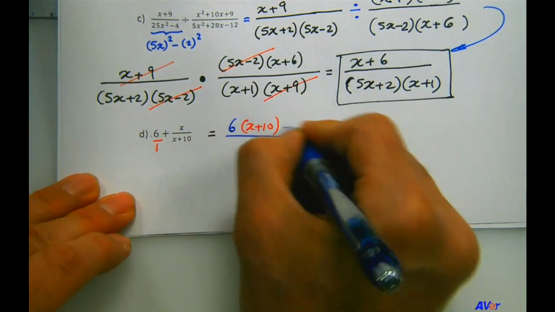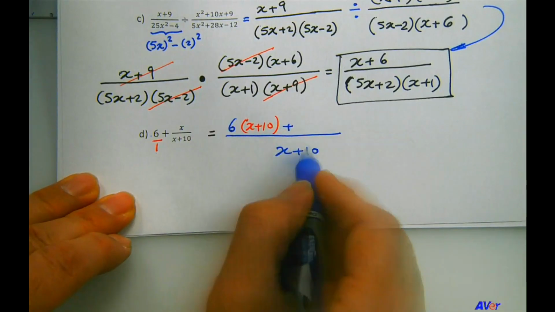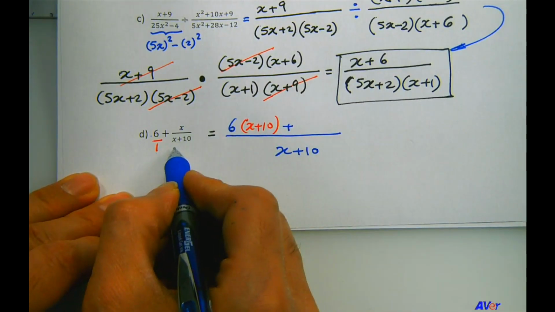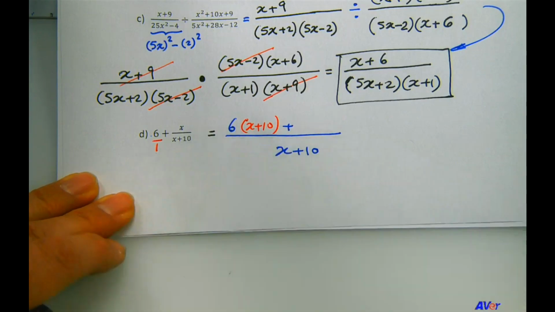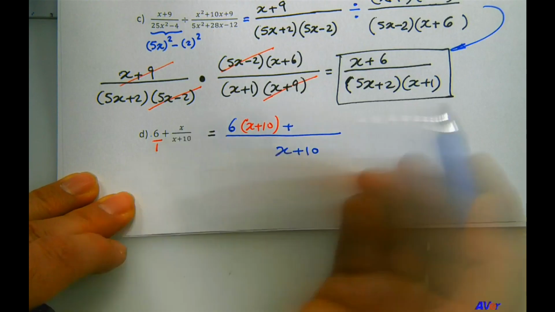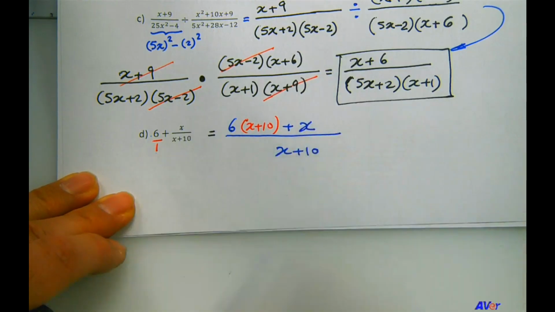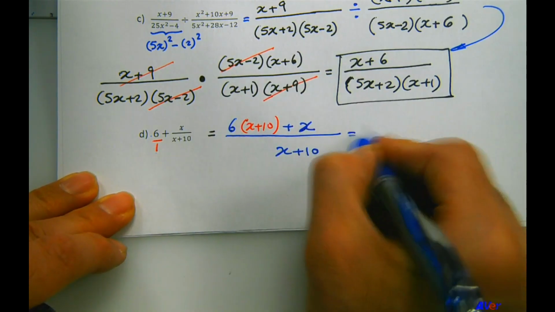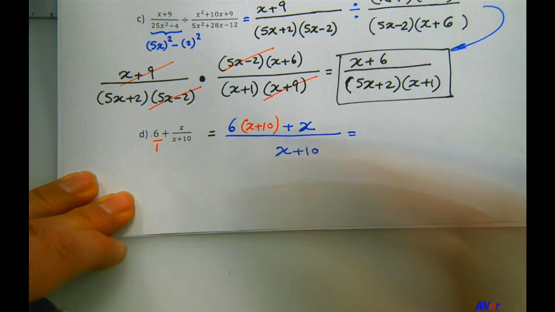Then we have plus. Compare this common denominator with this x plus 10. What's missing from it? Nothing. So this x should be multiplied by nothing. X. Okay? So let's distribute the 6 into this and then simplify.